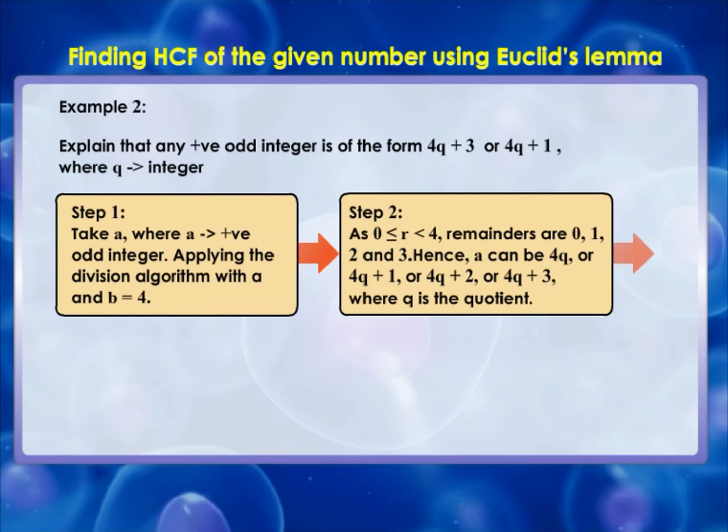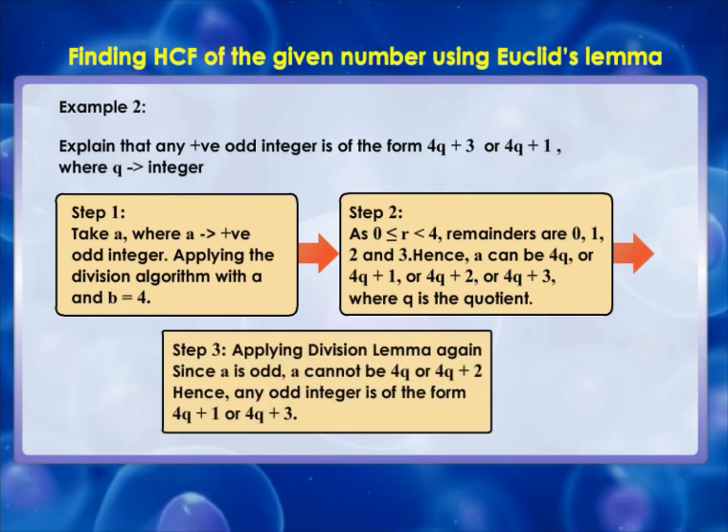q is the quotient. Step 3. However, since a is odd, a cannot be 4q or 4q + 2, since they're both divisible by 2. Therefore, any odd integer is of the form 4q + 1 or 4q + 3.